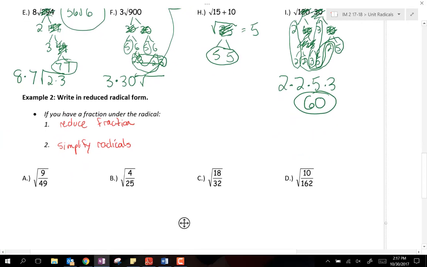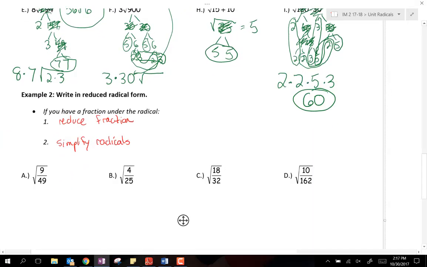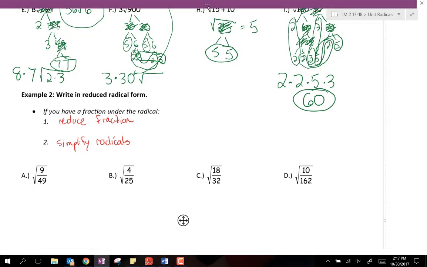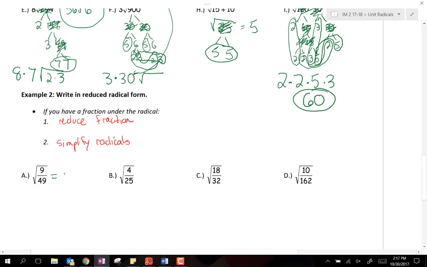Now reduce in radical form. If you have a fraction under the radical, you reduce the fraction first and then simplify the radicals like we just did. Switch up the color. No, I'm not. So we can't simplify 9 over 49. Nothing goes into 9 and 49. So I split them up. Square root of 9 is 3. Square root of 49 is 7.